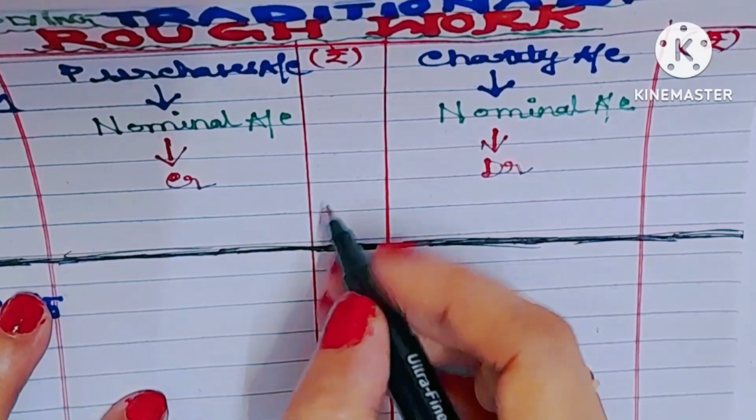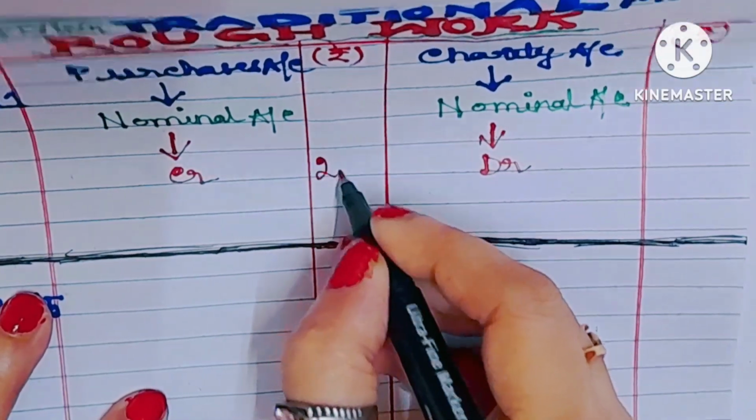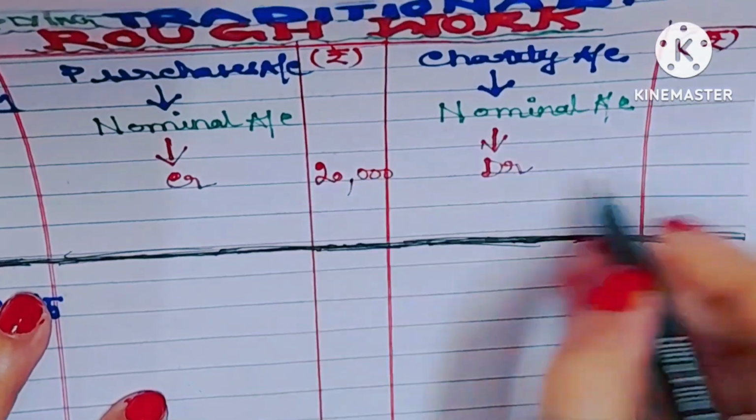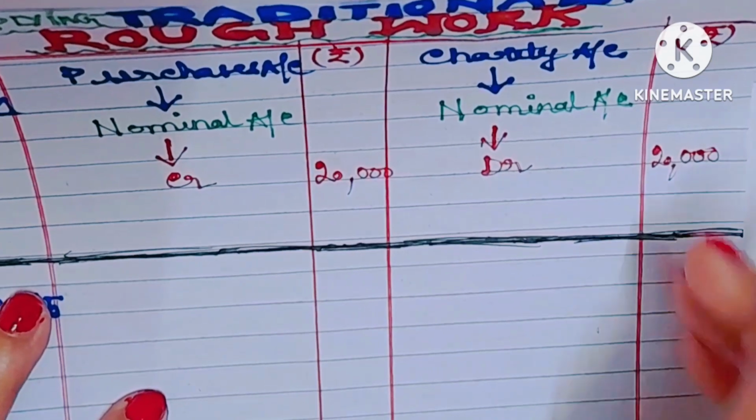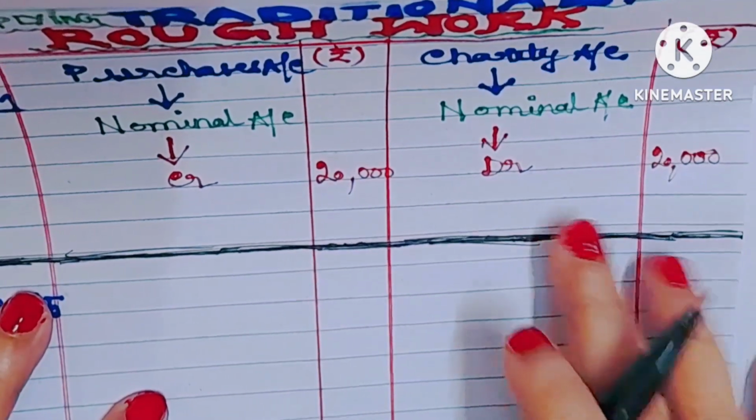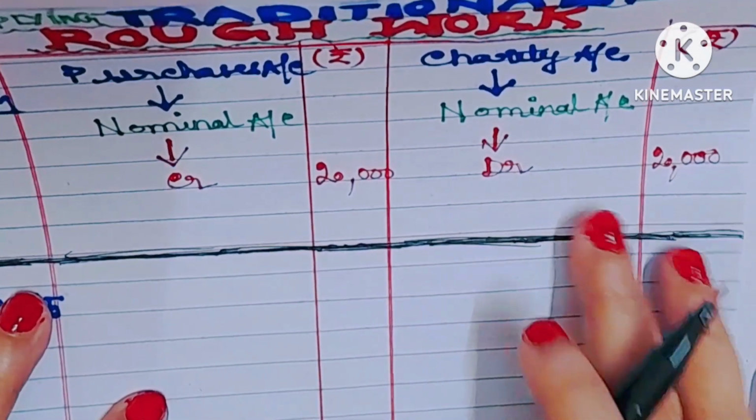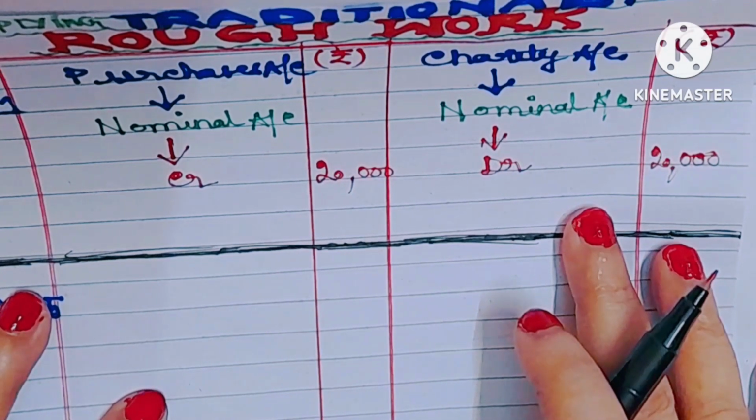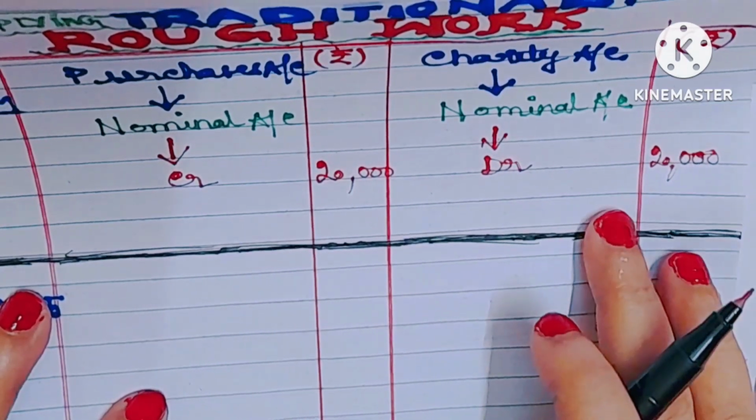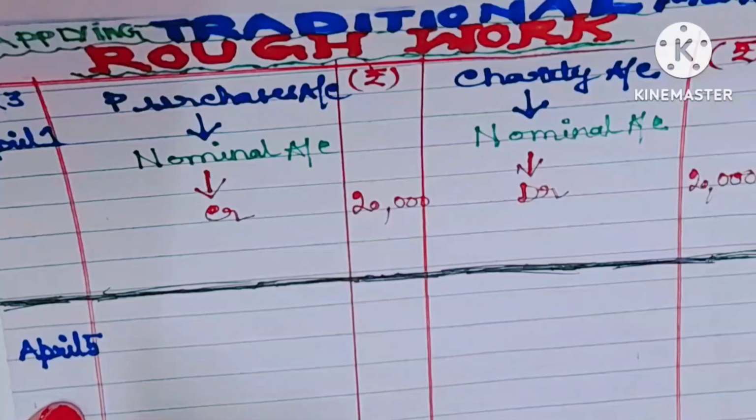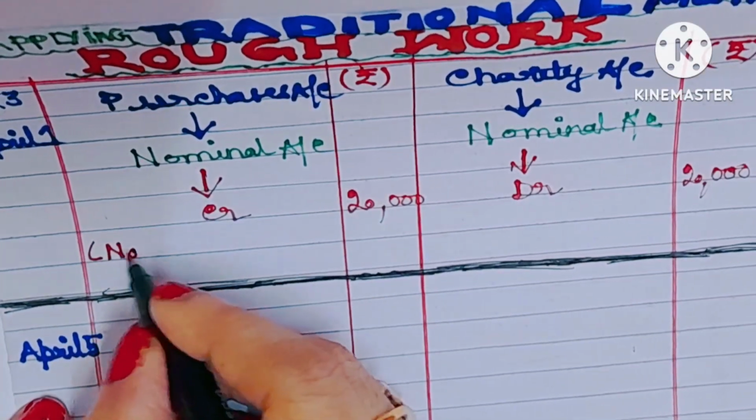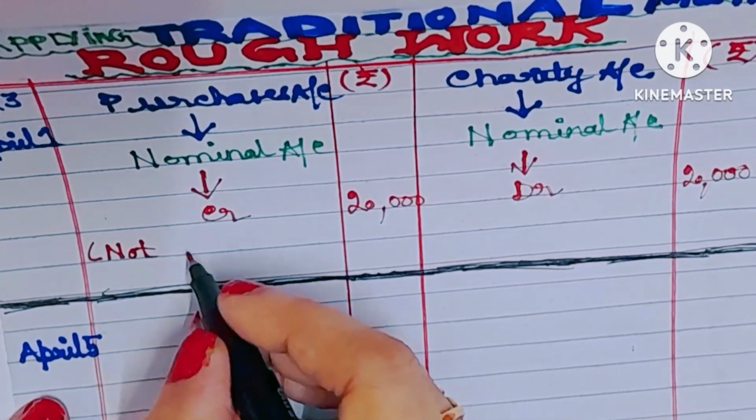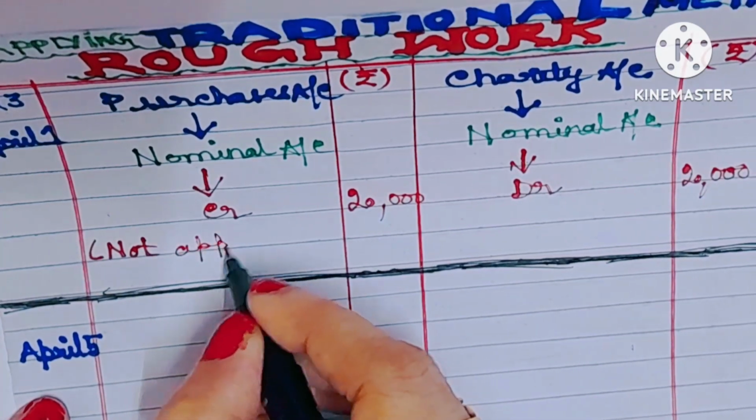And what will be the amount? The amount will be rupees 20,000 and not the sale price because goods were given away as charity at cost price and the sale has not taken place. If the sale has not taken place, you cannot write the sale price. Understood? So ignore the sale price. So let's write not applicable here, the traditional method.